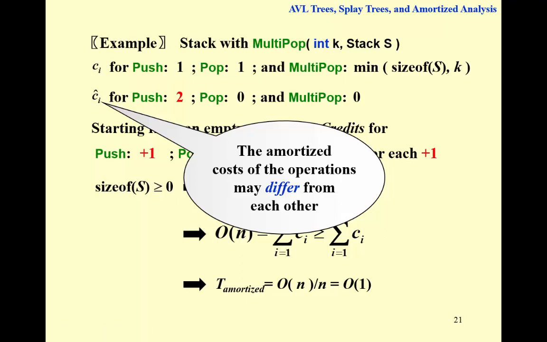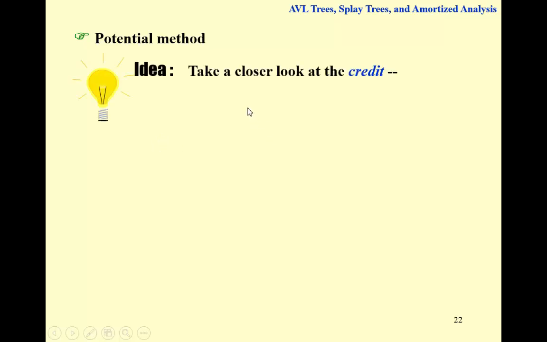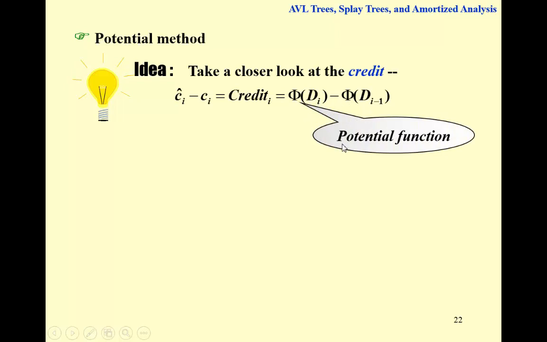So for more complicated problems, we're going to have our third method called the potential method. To use the potential method, we have to take a closer look at the credit. In the accounting method, we define the credit to be the difference between the amortized cost and the actual cost. Now, in the potential method, let's define this credit to be the difference of two values of a function, and this function is called the potential function. And this D represents the structure of the current problem.